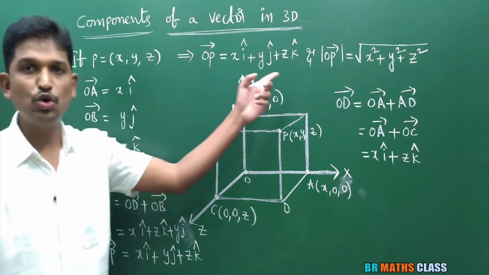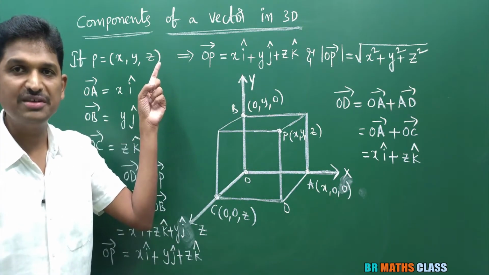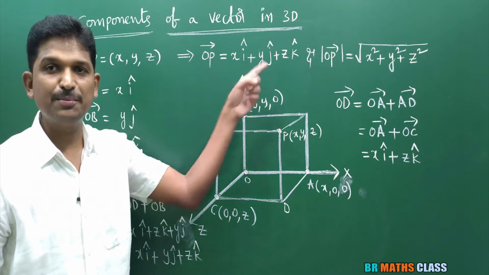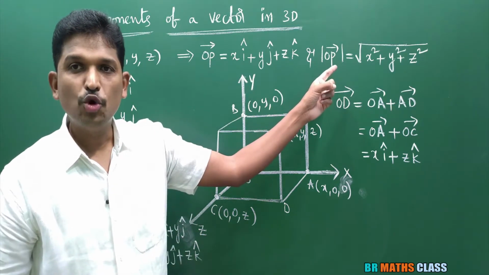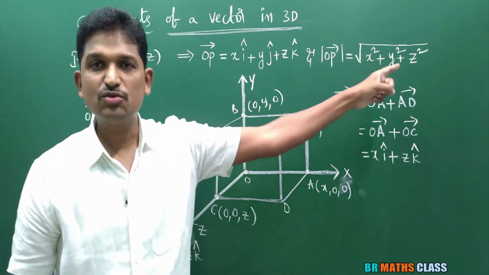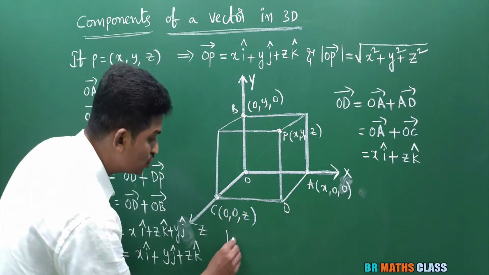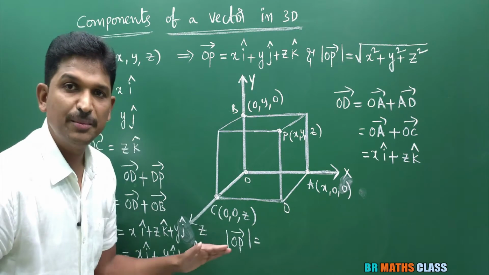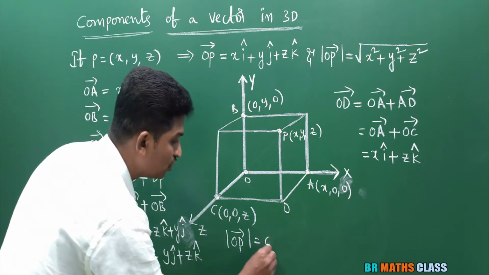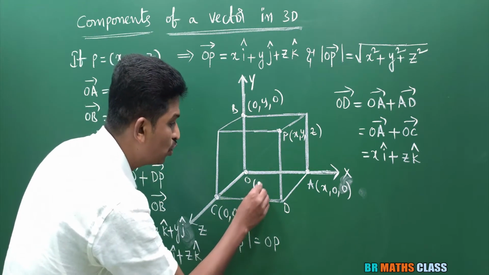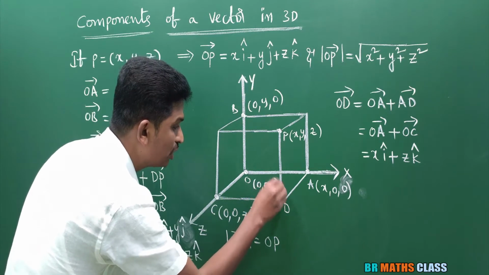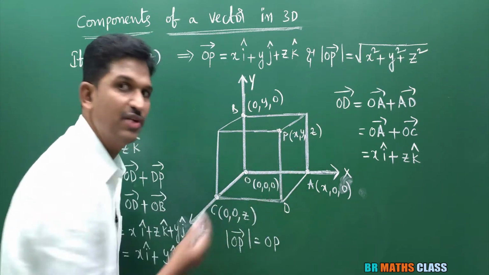So here I came to know this point. If P equal to x comma y comma z, OP bar is xi cap plus yj cap plus zk cap. Magnitude of OP bar is root over x square plus y square plus z square. That I need to prove. Magnitude of OP bar is nothing but OP. What is O? O is origin 0, 0, 0. P is x comma y comma z.